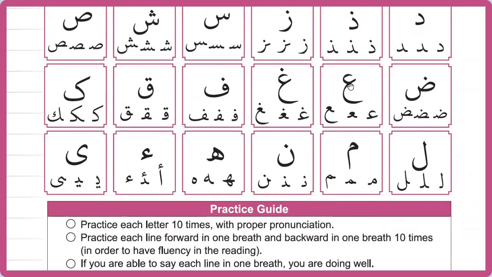Then ayn, from the middle part of your throat. You have to pronounce it from the middle part of your throat. Ayn is a kind of sound we make when we sometimes vomit, so at the beginning you say it, right? So this is the sound of nausea, or you can say that.